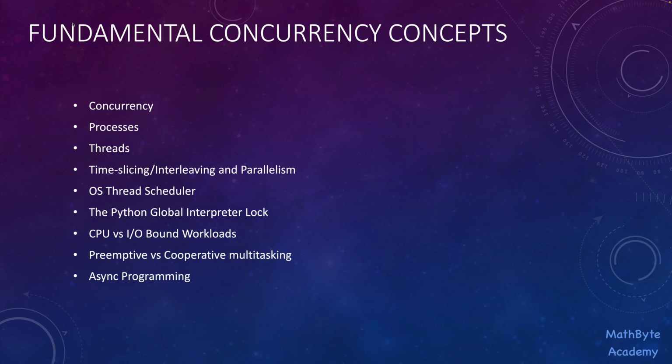What is concurrency? Then we're going to talk about processes and threads. And then we'll talk about time slicing or interleaving and parallelism. Then we'll look at the thread scheduler very quickly, the operating system thread scheduler, what its task is, what it does. We'll talk about the Python global interpreter lock.